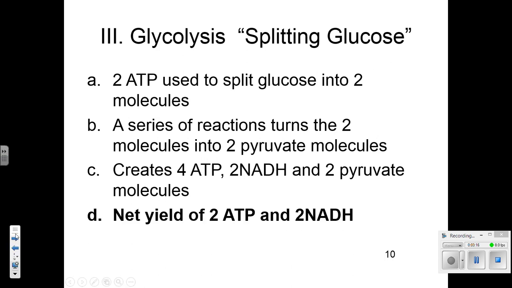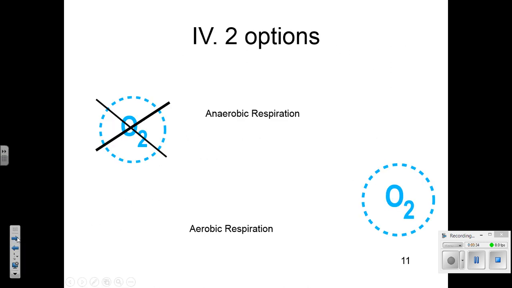Okay, so the net yield, because we put in 2 at the beginning, we can't just say we created 4. We actually only made 2 ATP, and then we made 2 NADH molecules. So that's 2 different kinds of energy molecules that we made. All right, from here, if there's no oxygen present, we're going to go into anaerobic respiration, which we'll learn about later. But if there is oxygen present, we're going to go into aerobic respiration. So aero means air, oxygen. Okay, so it's moving on to aerobic respiration.